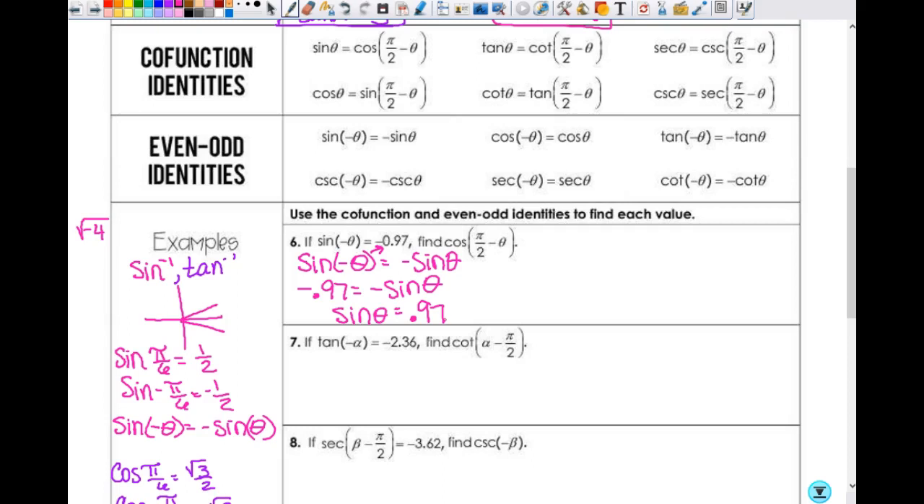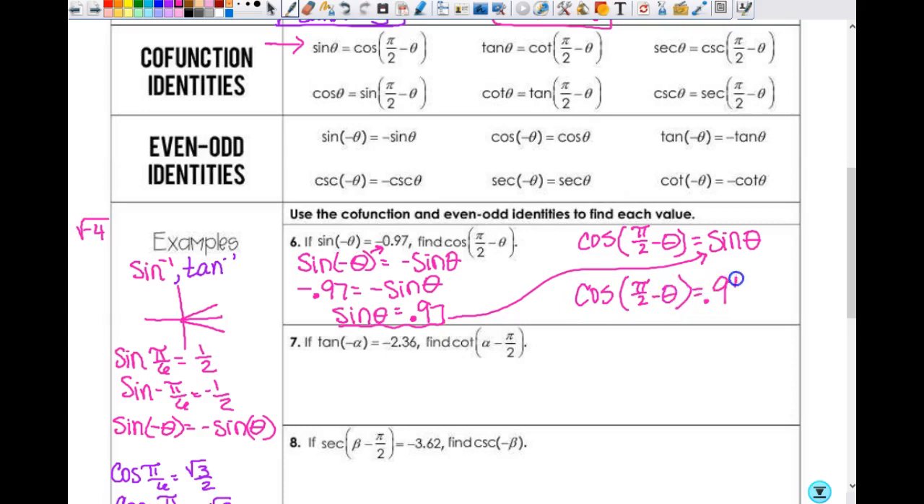All right, so then let's just pause right there for a second. Cosine of pi halves minus theta, that's equal to sine theta. I'm getting it from right there. Make sense? Can I substitute now? Look at this. Can I take this and substitute it in right there? So cosine of pi halves minus theta is equal to 0.97. It's all about just using those identities and substituting and not making anything up. Easy enough? That really is pretty easy.